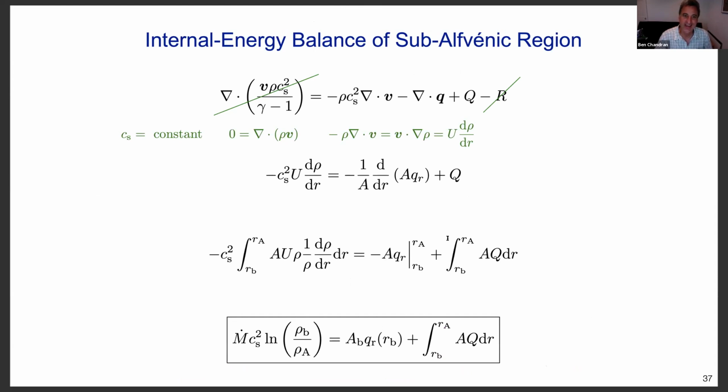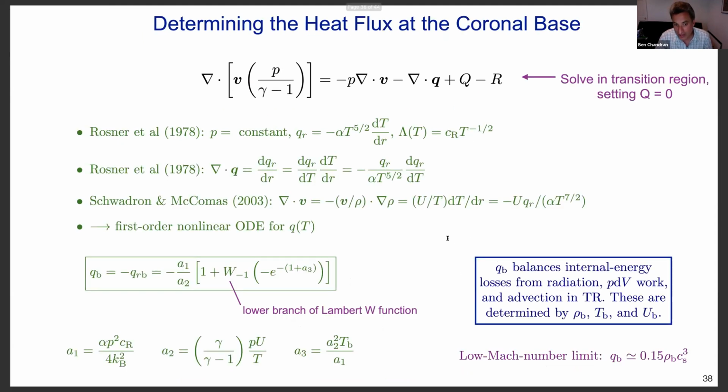I will actually skip through this because I want to finish in just a couple minutes, but I'll show you the slides anyway. You can go through these at your leisure. And the other interesting thing about this model is that it includes the internal energy balance of the transition region, balancing local conductive heating against radiative cooling using the technique of Rosner et al. and Schwadron and McComas et al., slightly modified. You can get an analytic solution for the heat flux going from the coronal base down into the lower solar atmosphere that closes the model equations.